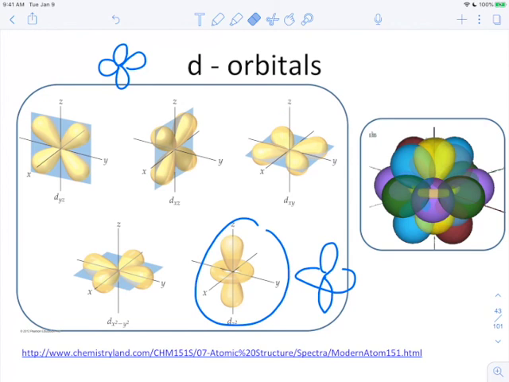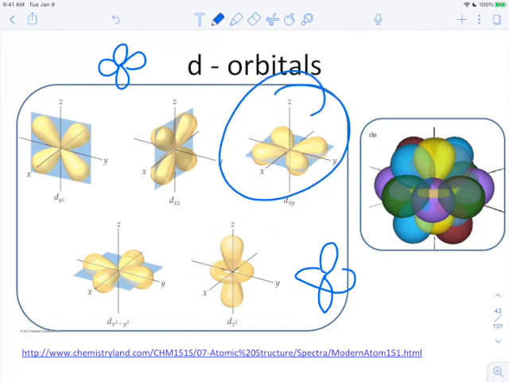So if I give you something that looks like this, or that looks like this, I would give you the actual diagram. So it would look like this. Those ones I want you to be able to recognize as d orbitals.